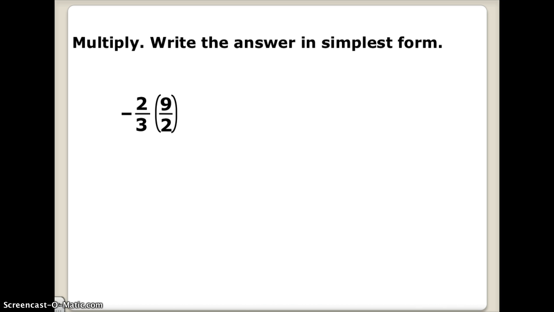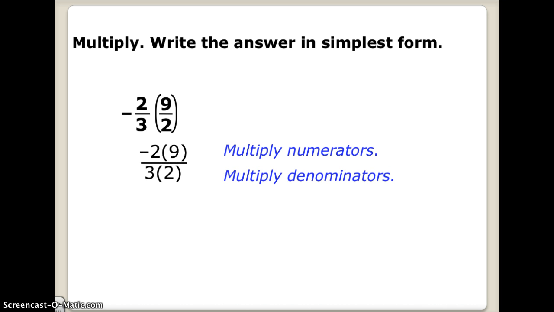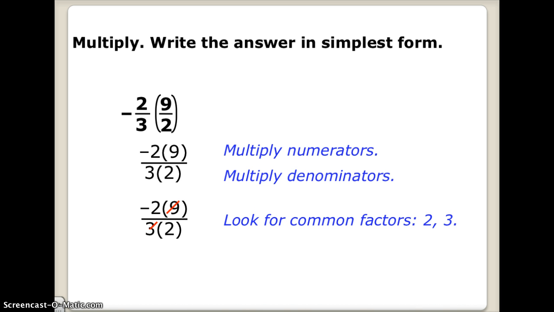Let's try another one. -2/3 and 9/2. Look for common patterns in the numerators and denominators. Well, the 2's can be reduced, and the 3's, 9 and 3 can be reduced. So the 2's divide out to be -1 and 1. 9 divides by 3 to be 3. 3 divides by 3 to be 1. So we get -3.